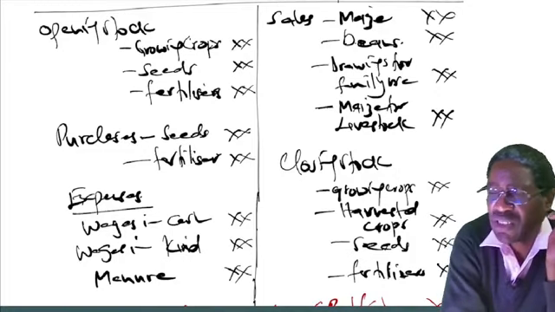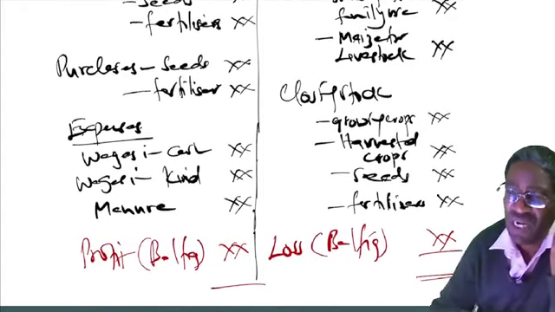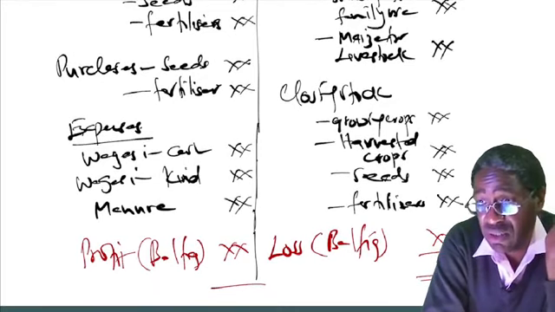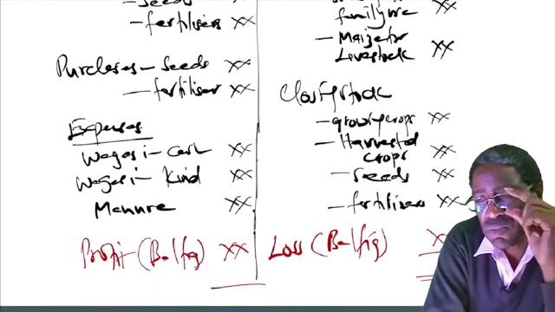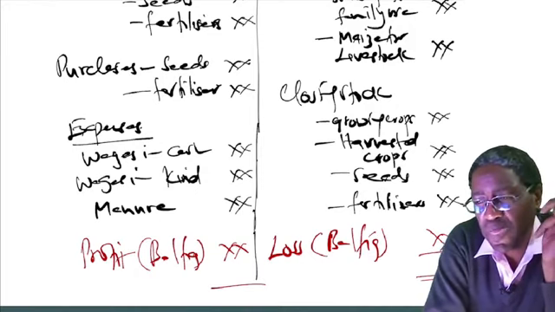Once you're through with that, now you go to the balancing figure. That balancing figure will be a loss if it's on the credit side. So we are through. Hope you are through. We are through with all that.